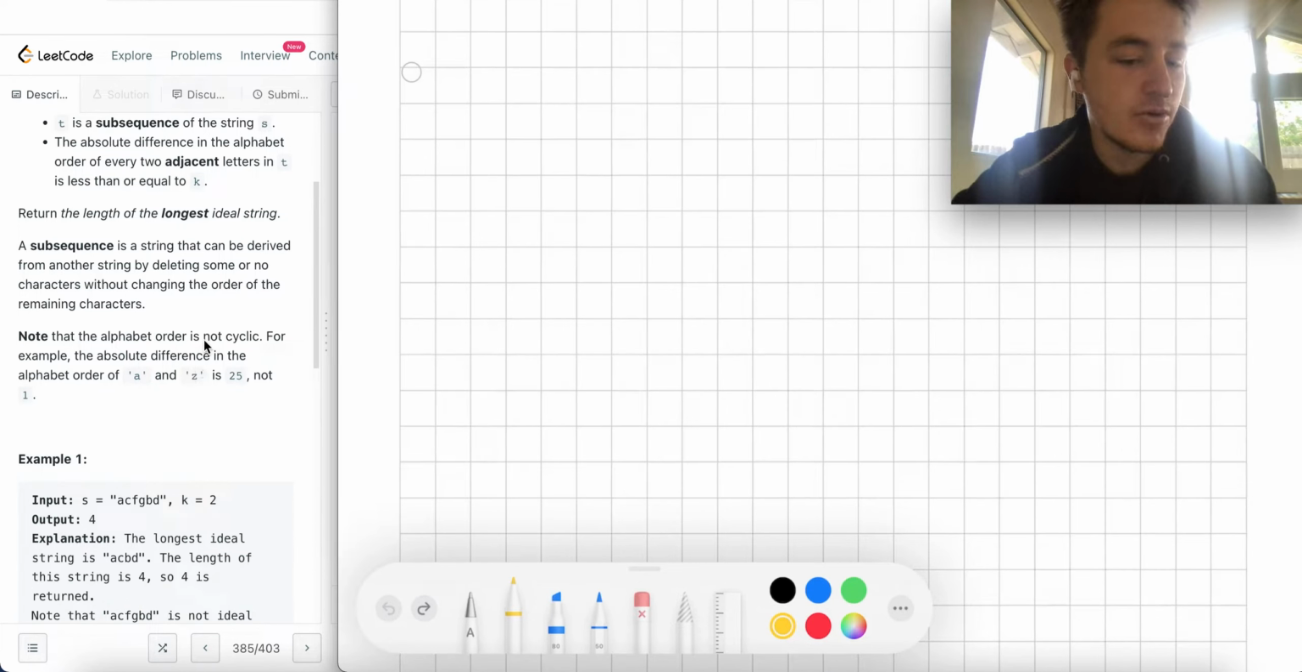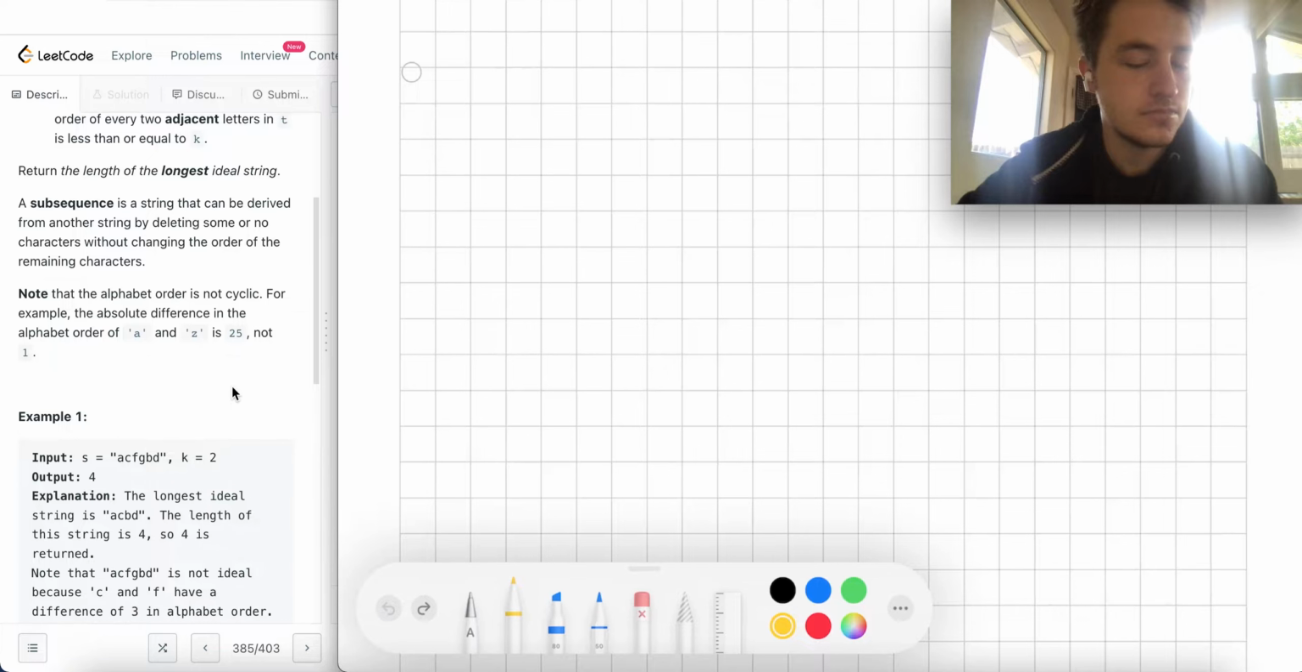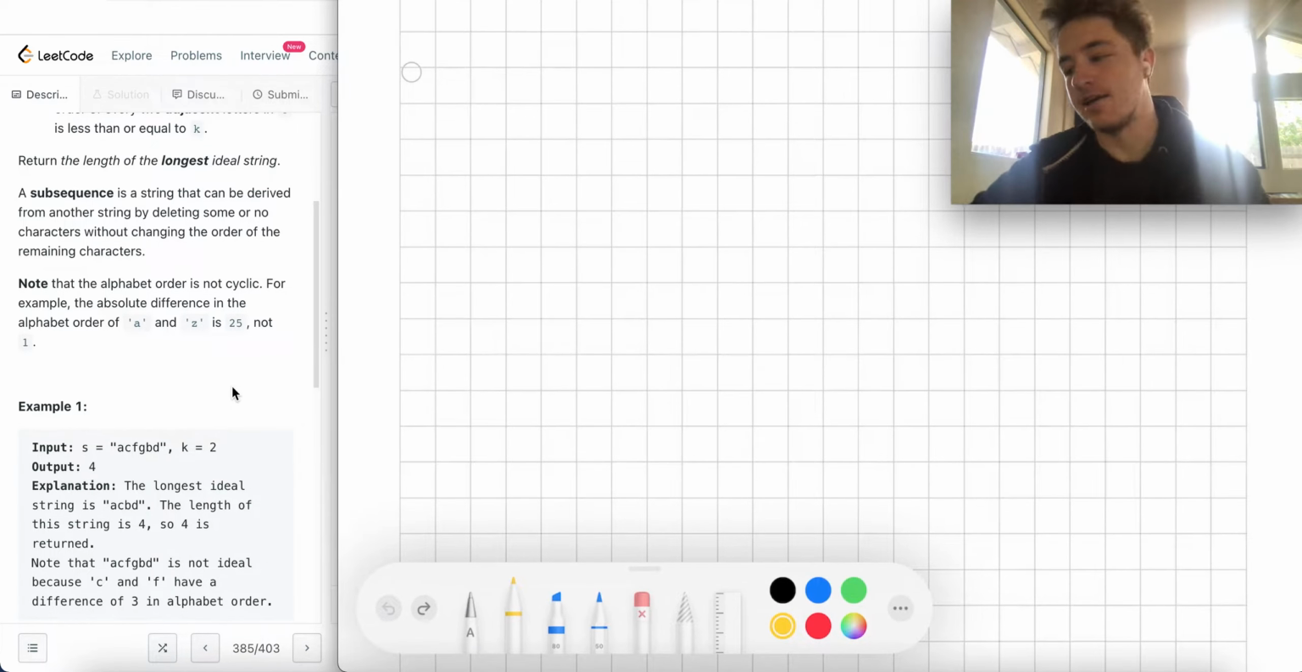Note the alphabet order is not cyclic. For example, the absolute difference of A and Z is 25, not 1. Okay. Oh, okay. So I get that, right? It's stuck between 0 and 26. That's what this is saying, right?